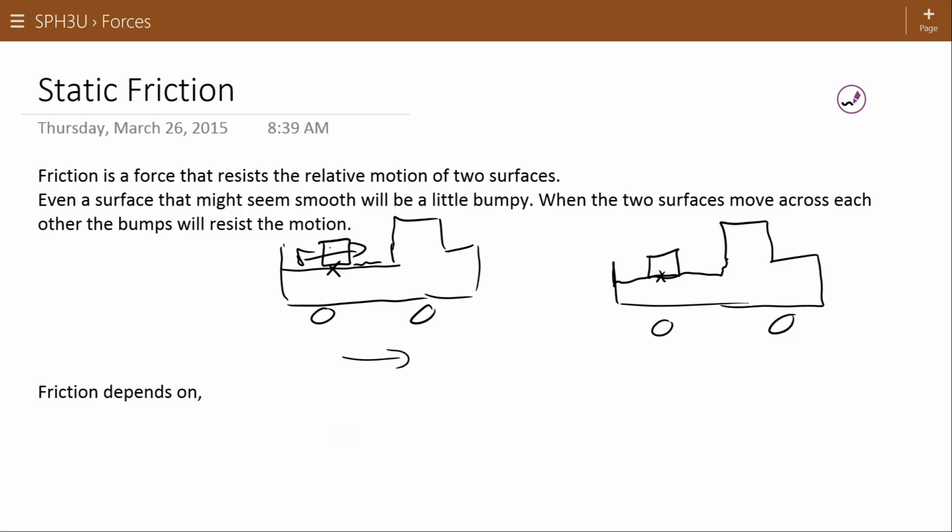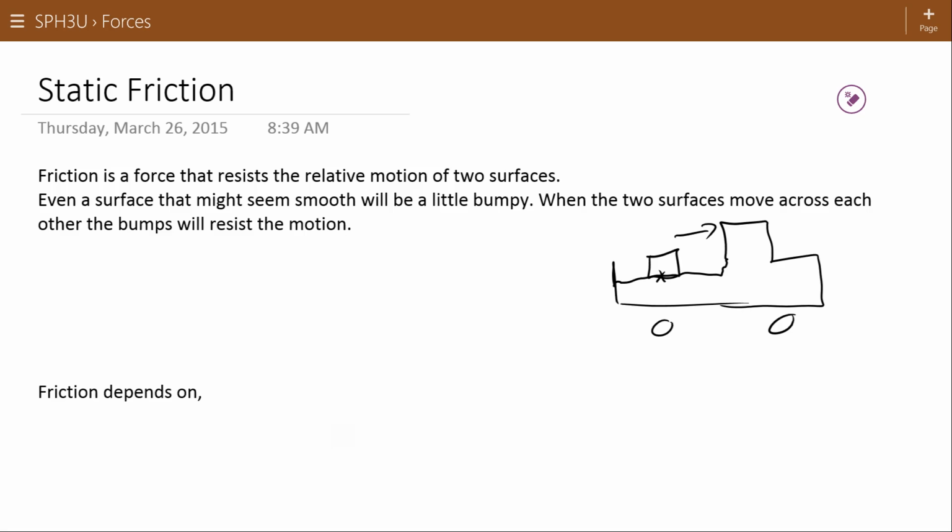Now the friction may not be great enough. If you slam on the brakes, the friction might not be able to resist that motion, and the crate could end up sliding up to the front. Or if you accelerated too quickly from a stop, it could end up sliding to the back. But what it tries to do is keep the crate from moving relative to the surface it's resting on.